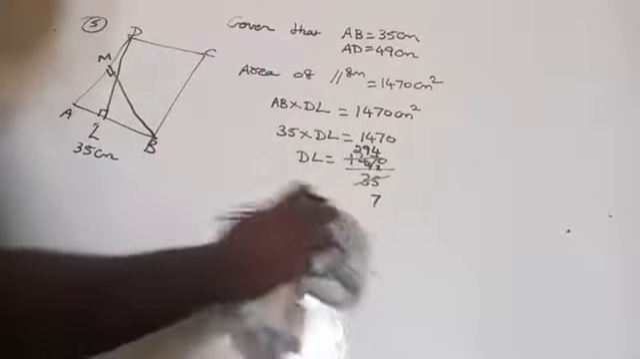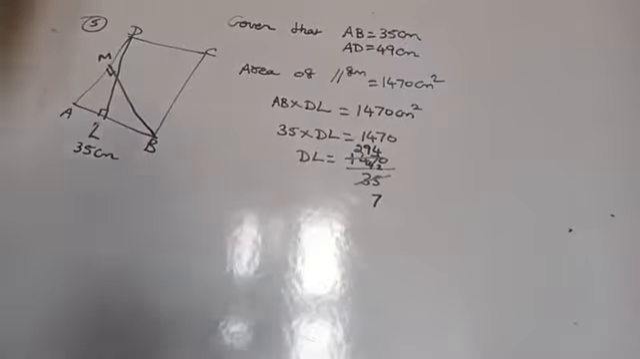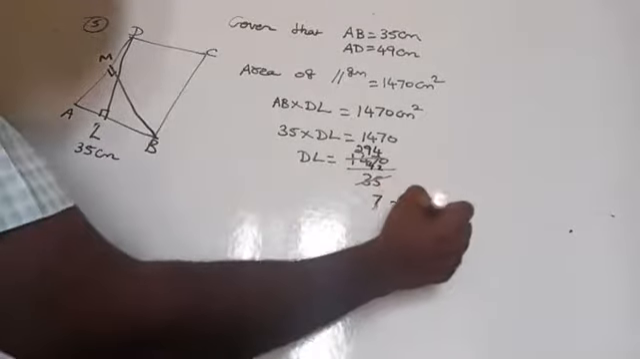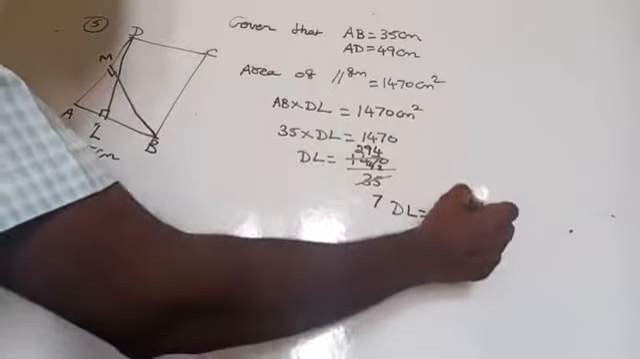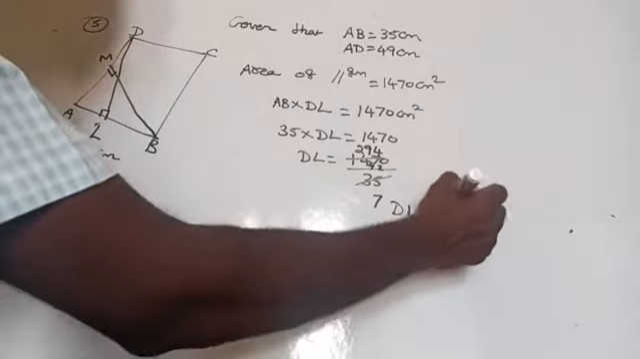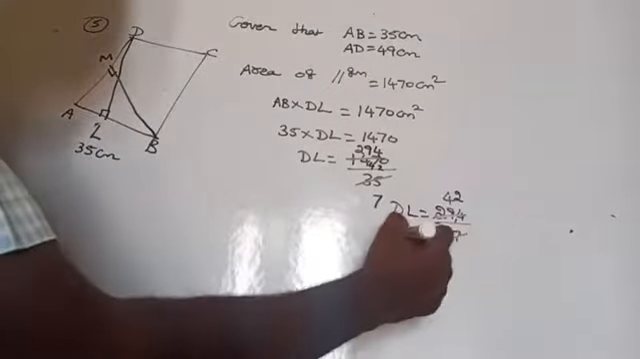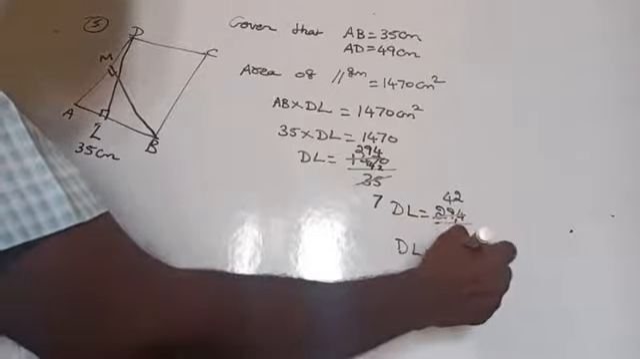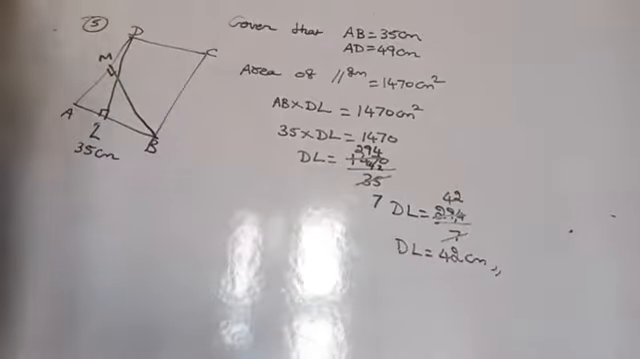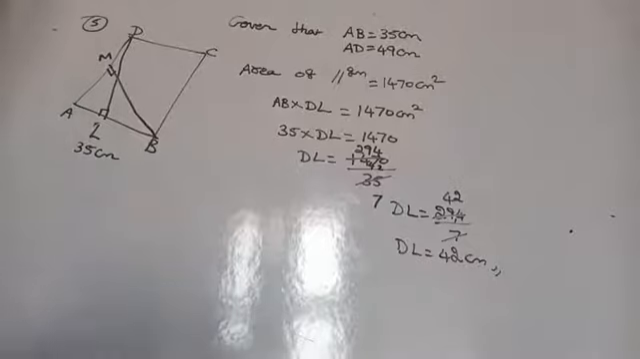I think it is not visible for you. I will write again. That is DL equal to 294 by 7. 4 7s are 28, 2 7s are 14. Then DL is equal to 42 centimeter, which is the corresponding height of the side AB. Now, after that, what we have to find? You have to find the BM also. Are you getting this part?